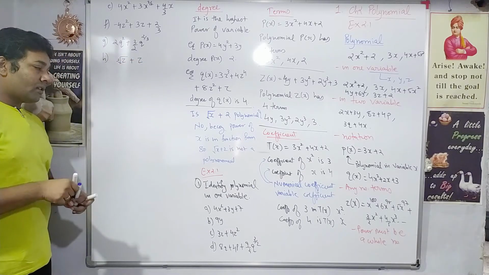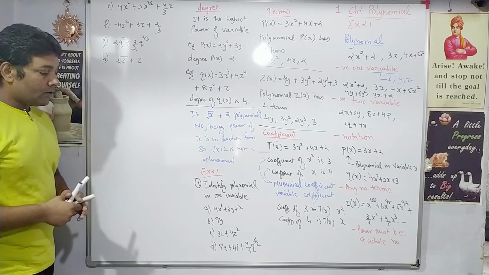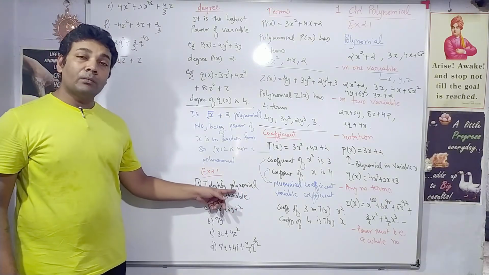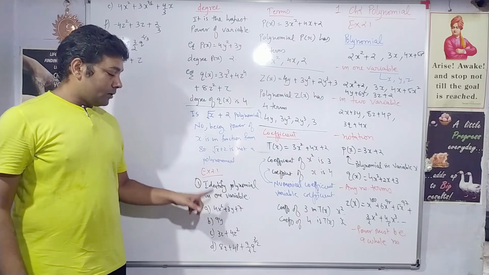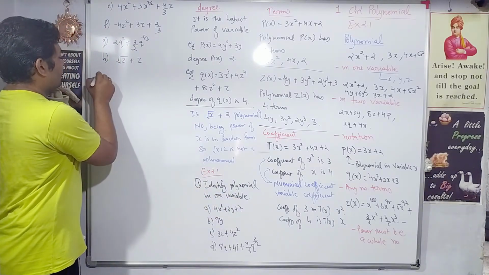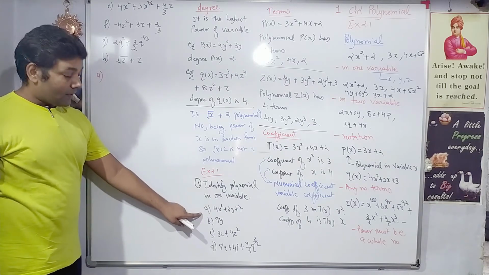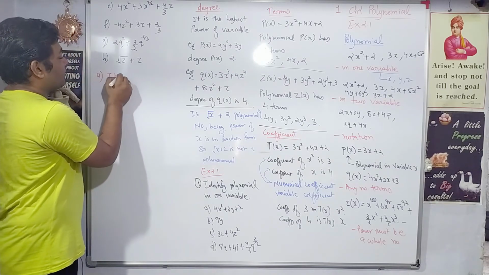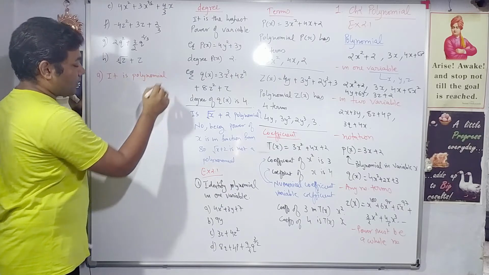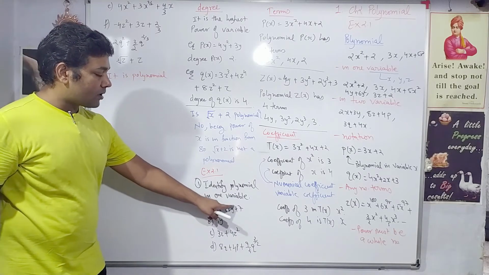Now which are the polynomials in one variable? This question has two parts. One is you have to identify the polynomial, and then you want polynomial in one variable. So what are the answers? What will you say about A? A, it is a polynomial, right? What is the condition for a polynomial? That the power must be a whole number.